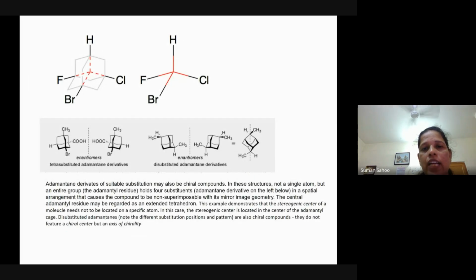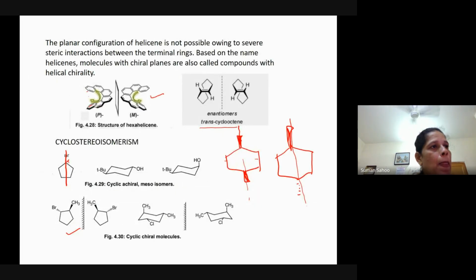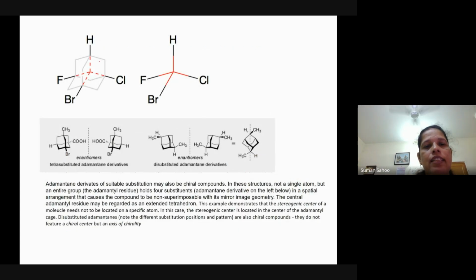Next, this one is adamantane. Stereochemistry of adamantane. Actually it is showing 4, but 3 cyclohexanes are fused together. If you see the center carbon, it looks like it is attached to four different substituents. So it is nothing but a chiral carbon, having four different substituents. Here we do not have a chiral center, but we have a chiral point.